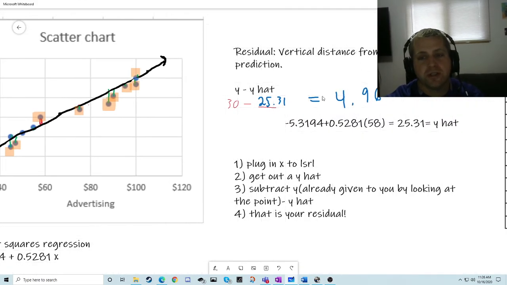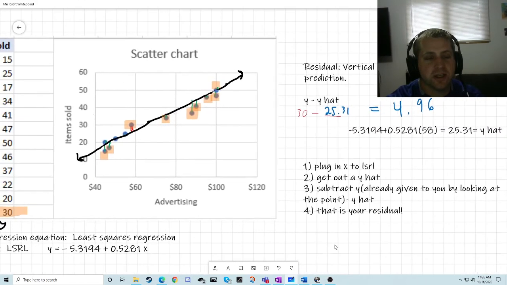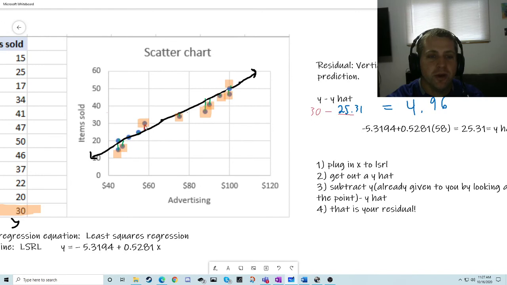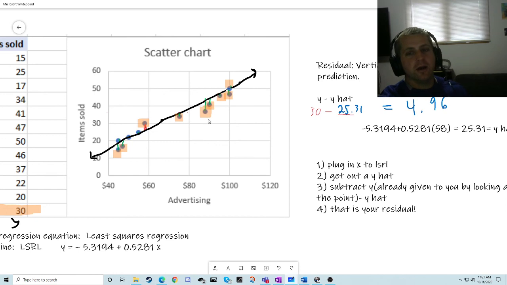So 4.96 is the residual, and that's basically saying that point, the original tan point, did better than expected. They only spent $58 on advertising. They got 30 items sold, which is better than they expected. So whoever that person is that spent that much, they deserve a raise because they clearly did good advertisements. This person probably sucked. So that's residual.